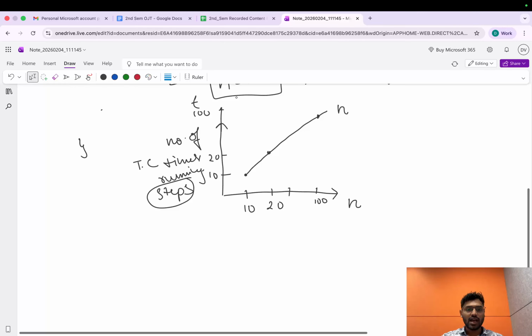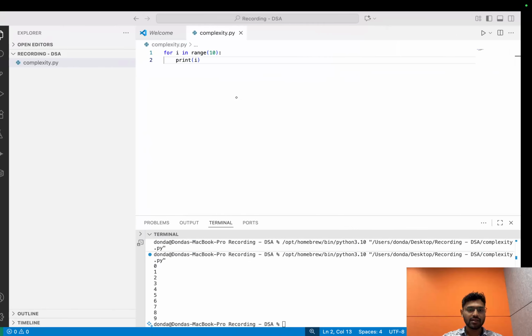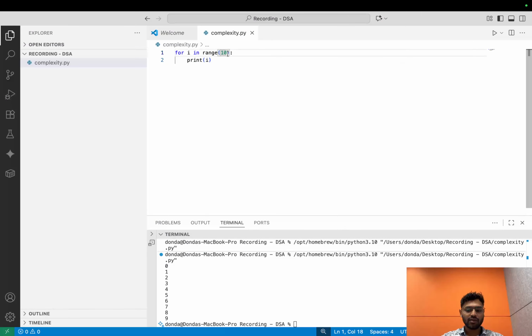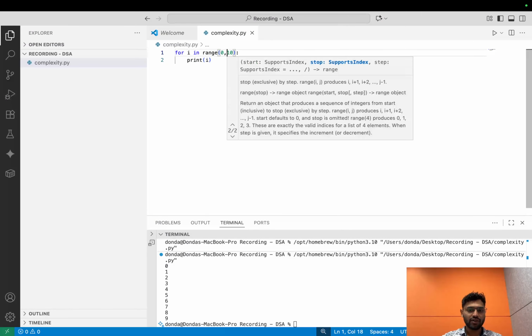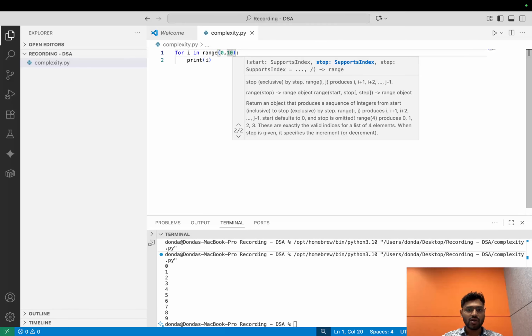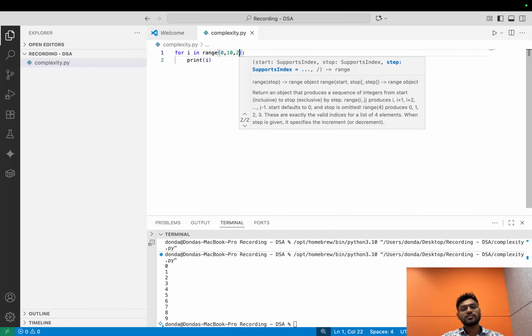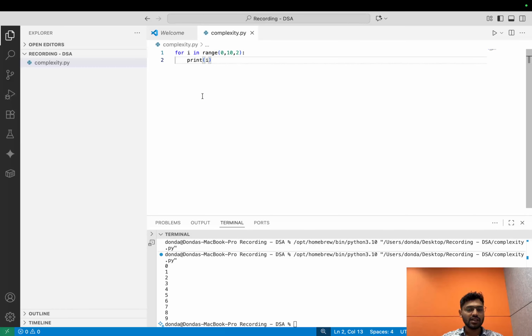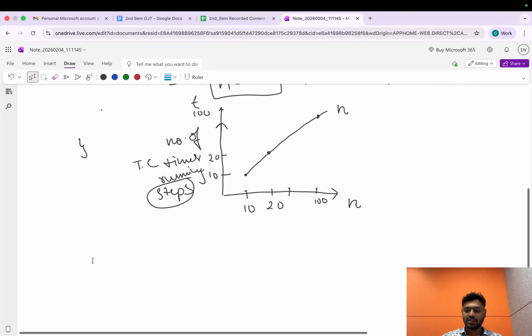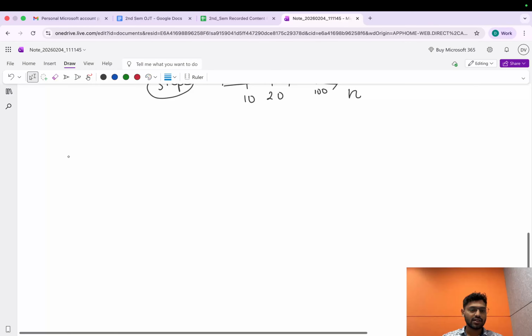Cool. I'm going to show you one more example where we start with 0, by default, and go until 10, and what is this? Increment. So how many times will this loop be running? What I just wrote is: for i equals 0, i less than n, i equals i plus 2.